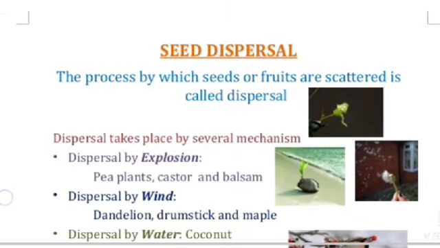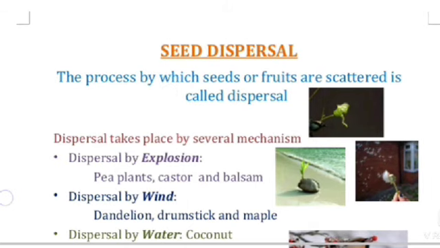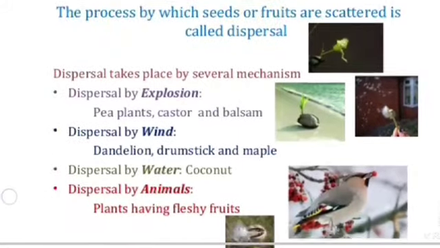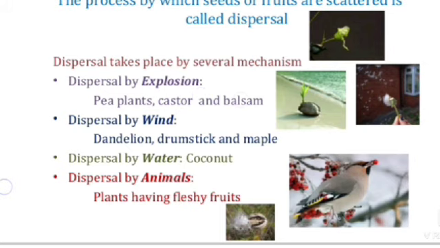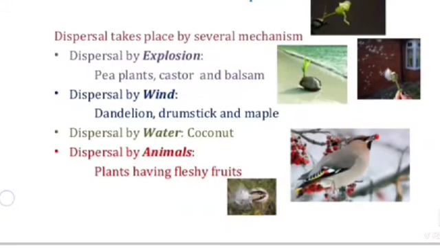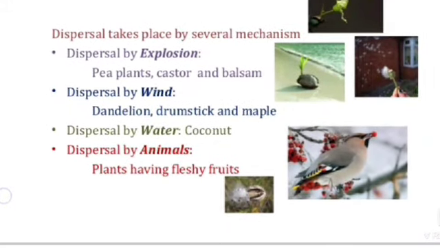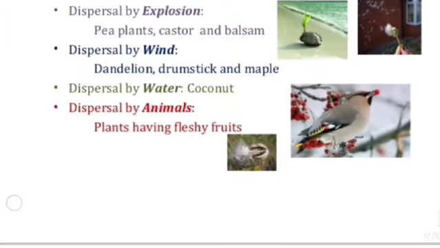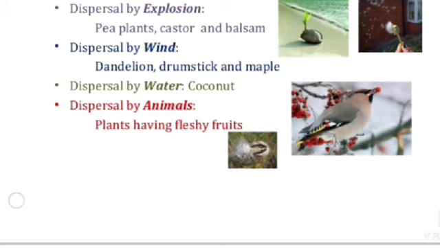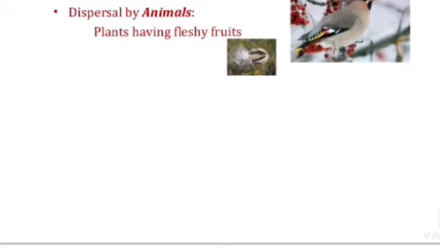Seed dispersal. The process by which seeds or fruits are scattered is called dispersal. Dispersal takes place by several mechanisms. Dispersal by explosion: pea plants, castor and balsam. Dispersed by wind: dandelion, drumstick and maple. Dispersed by water: coconut. Dispersed by animals: plants having fleshy fruits.